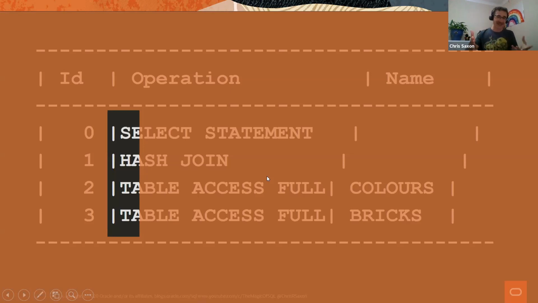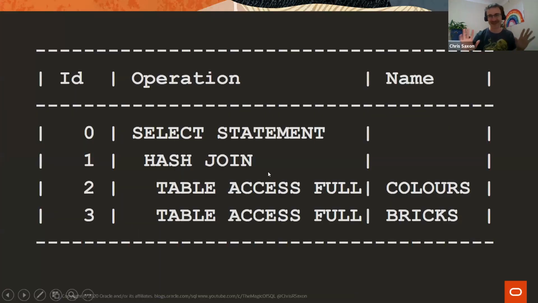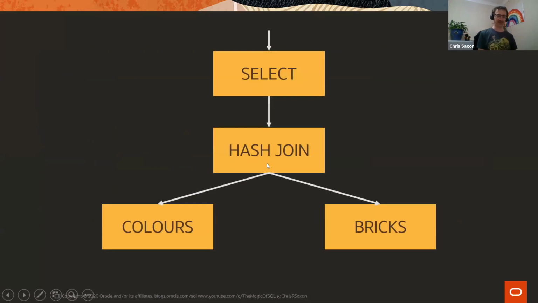So if you're sending a plan to someone else and you want some help from them, please make sure you've got your indentation right, okay? Otherwise it just becomes a nightmare to figure out what's going on. So we've got our plan, the select operation is the root, we've got our full scans of the colors and bricks tables, they're the leaves. So that gives a tree that looks a little bit like this.